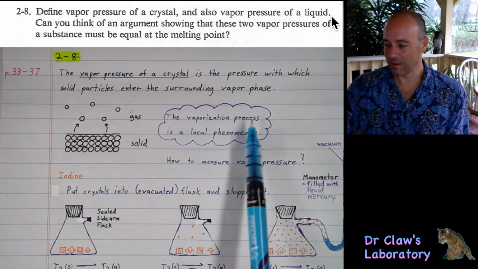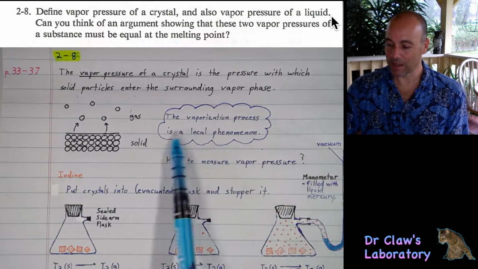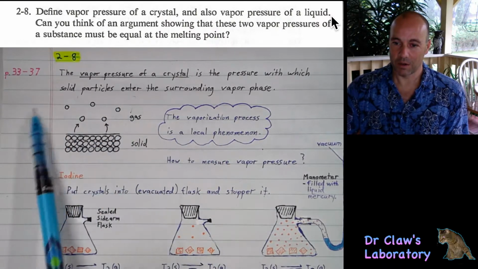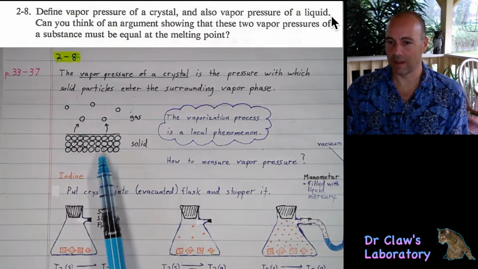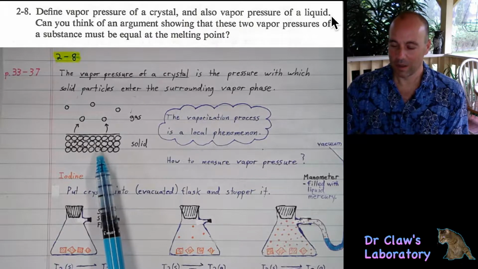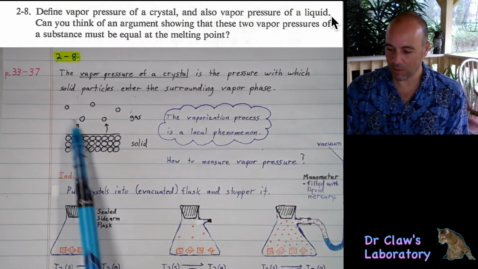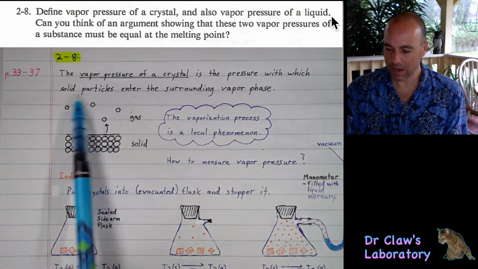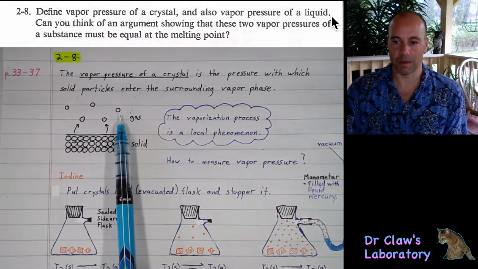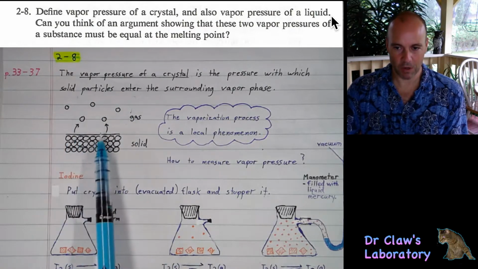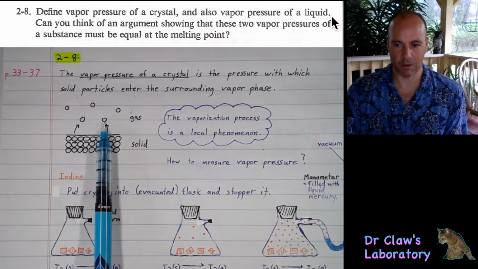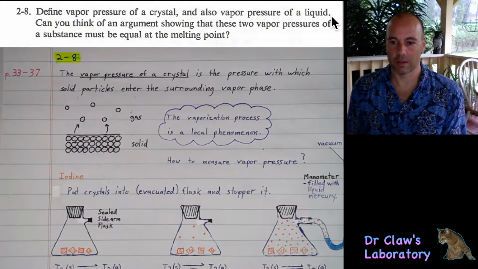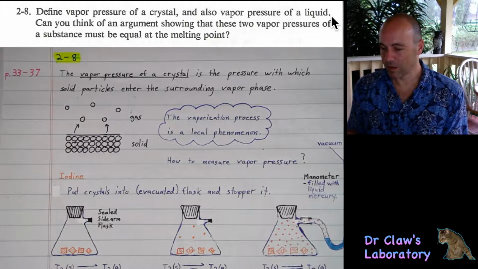You should realize that the vaporization process is a local phenomenon, and vapor pressure is occurring right next to the surface of the solid. So if you look at the region above any little part of the solid surface, the concentration of the gas particles up there determines the pressure. The little partial pressure of the gas particles is the vapor pressure. And again, it's the pressure with which they're pushing out. So that's how I define it.